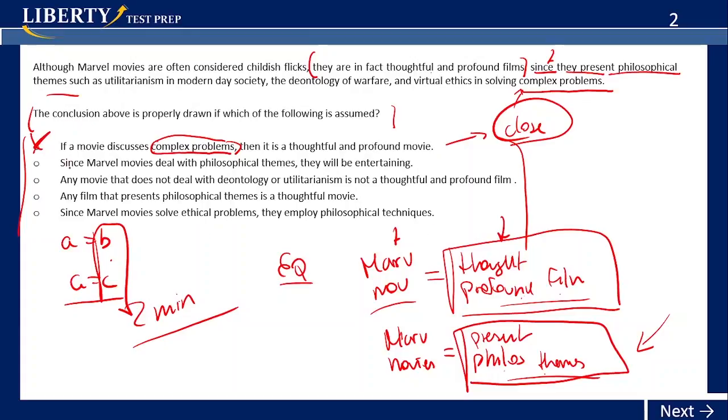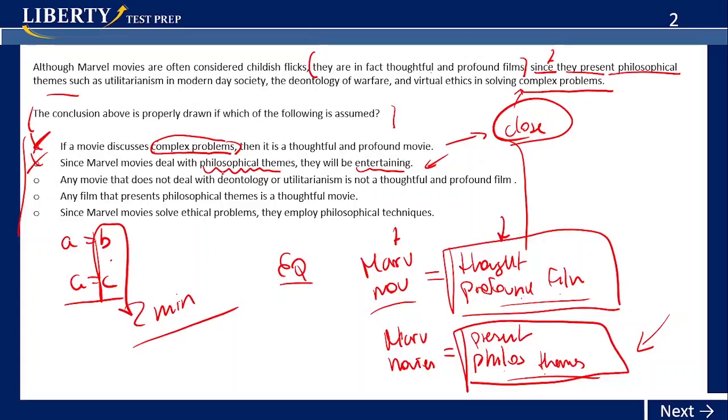Letter B. Since Marvel movies deal with philosophical themes, they will be entertaining. Okay, you have something about philosophical themes, but then letter B talks about entertaining, and that's not what they're talking about. The author is not even going into whether it is entertaining or not. So that's out.